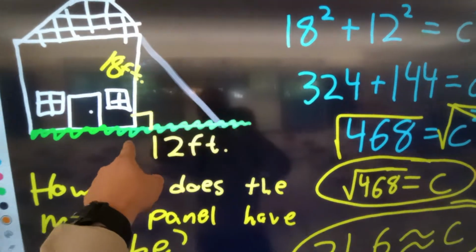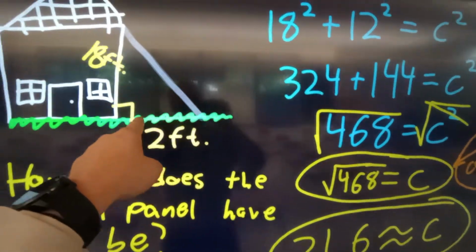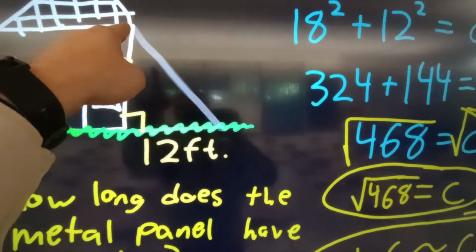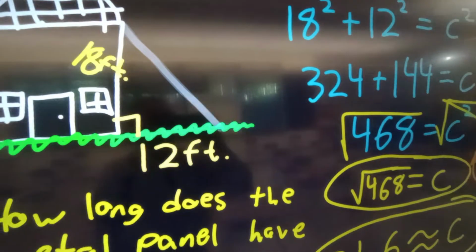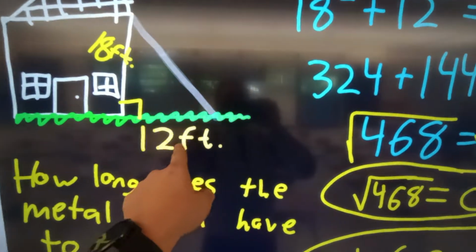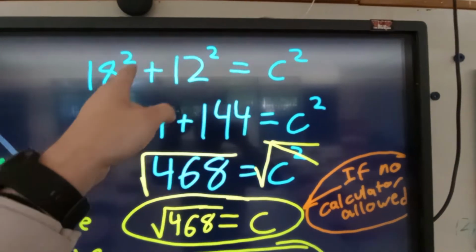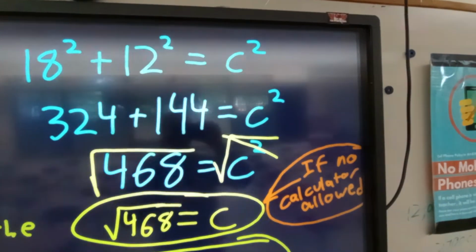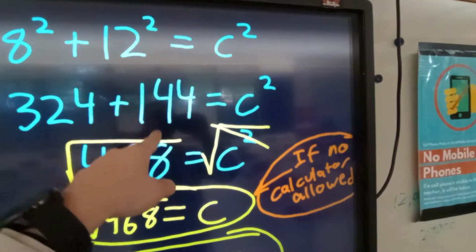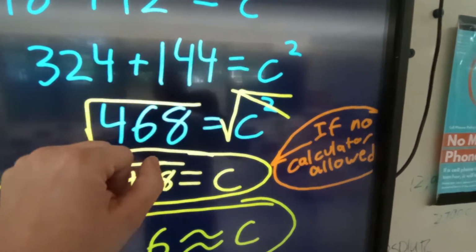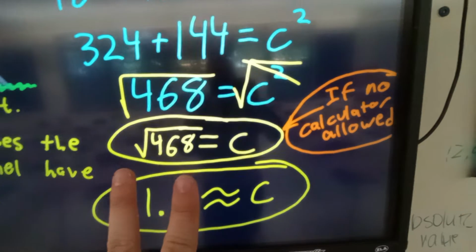I knew I wanted 12 feet of distance from the house to the bottom of this like A-frame type thing. And I knew that I had 18 feet maximum to work with as high as I could put it. I just didn't know how long the steel panel could be. So I set up this problem. I set 12 equal to B, and I set 18 equal to A. And I was left with 18 squared plus 12 squared equals c squared. I went ahead and did 18 squared to get 324, 12 squared to get 144, added them together to get 468 equals c squared.